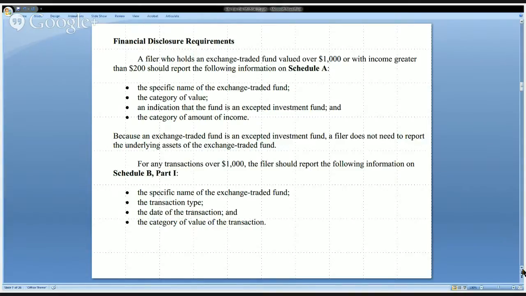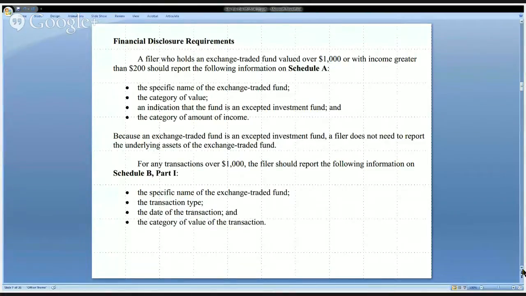So once we have the name sorted out, the next thing we need to disclose is the category of value. And we would do that in the next block on Schedule A of the Public Financial Disclosure Report. We also want to indicate that the fund is an accepted investment fund. And again, accepted investment funds, or EIFs, are a reporting concept. And they allow us to tick that box, and that means we don't need to disclose the underlying assets. This is not a concept that informs our conflicts of interest review, but it is important for us to do that analysis, and you'll find that your exchange-traded funds are accepted investment funds.